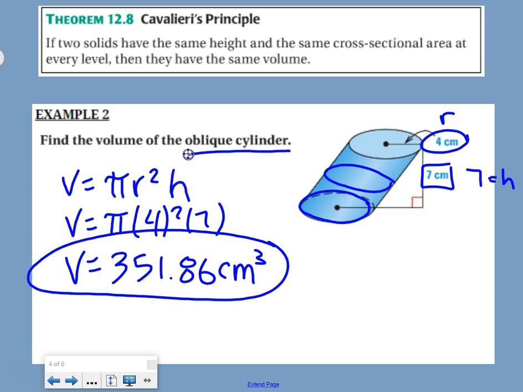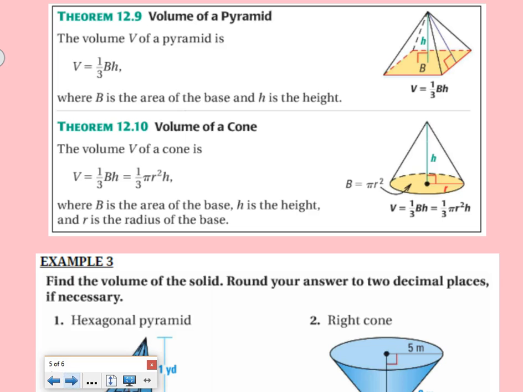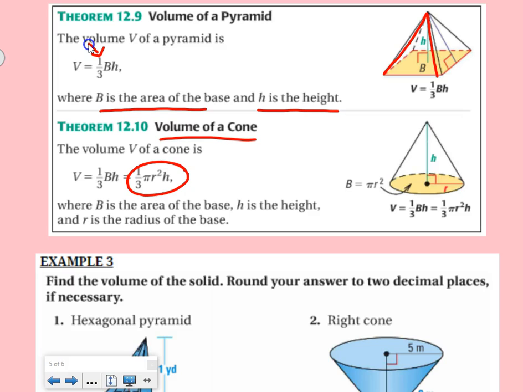Next piece is volume of a pyramid and volume of a cone. Very similar to our prism and cylinder ones, except now there's a 1/3 on the top, because they come together at this point at the top, so it takes away some of that volume. So B is still the area of the base and H is still the height. We're just going to take 1/3 of that. So the volume of a cone is 1/3 times pi r squared H.